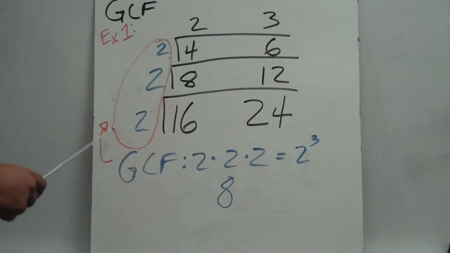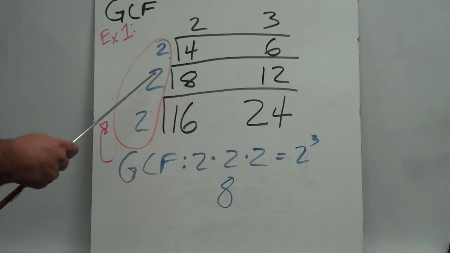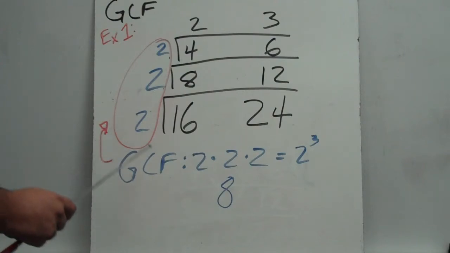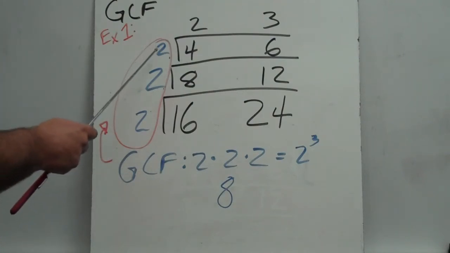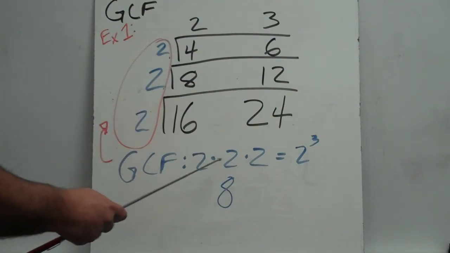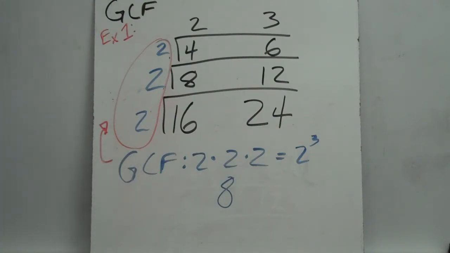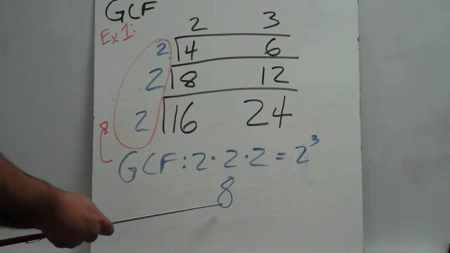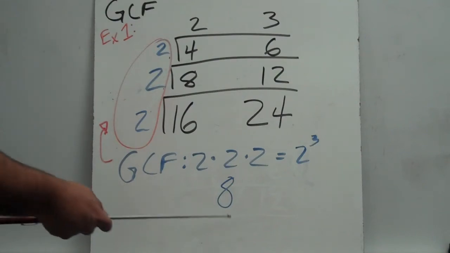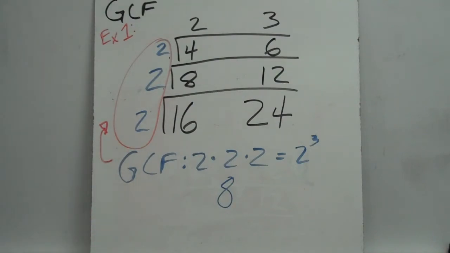For greatest common factor, we are concerned about the numbers on the side. And we're going to take those numbers, those 2, 2, 2 numbers, and we're going to multiply them together. So in this case, we're going to take 2 times 2 times 2, which is 2 cubed. And we all know that 2 cubed is 8, so the greatest common factor for 16 and 24 is 8.